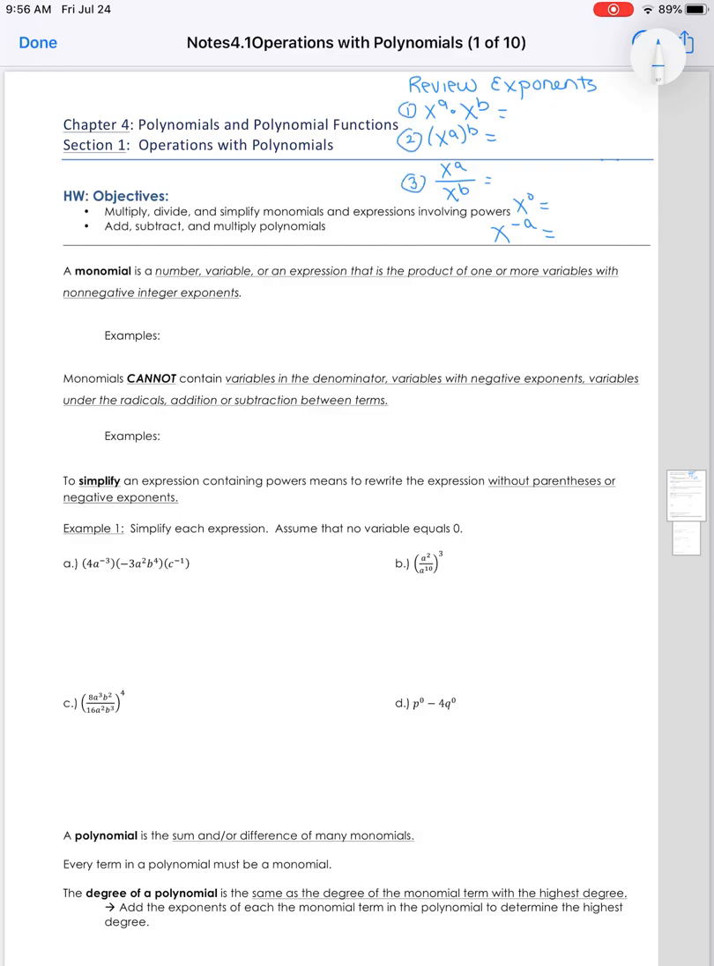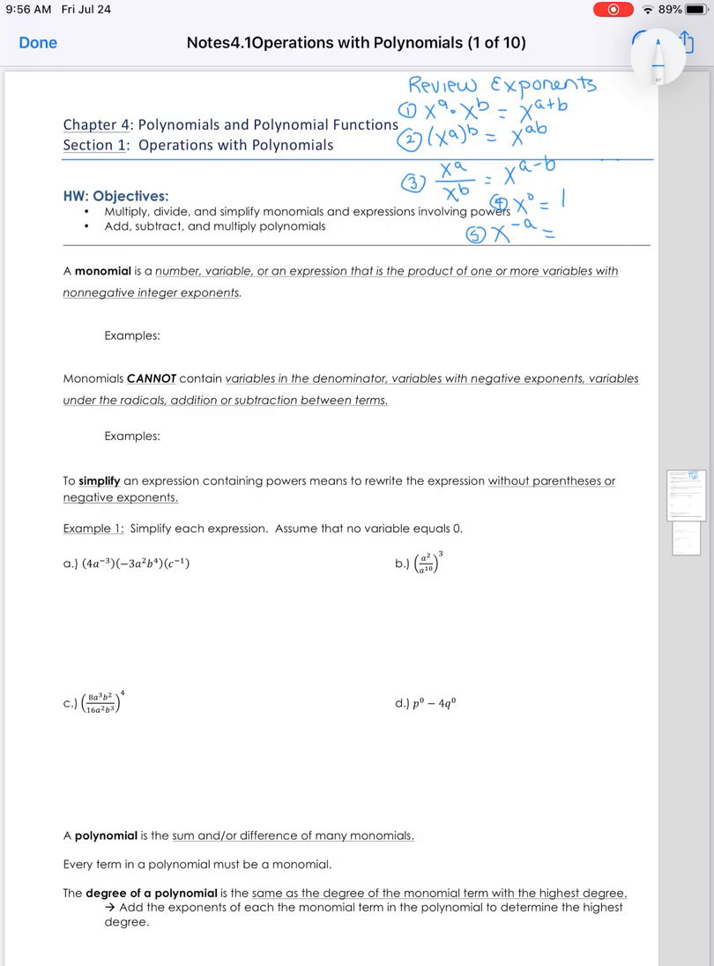Okay, so if we have x to the a times x to the b, if we have x to the a in parentheses raised to the b power, if we have x to the a over x to the b, if we have x to the 0, and if we have x to the negative a. So those are basically our 5 main properties that you're going to encounter. Here's 4, and here's 5.